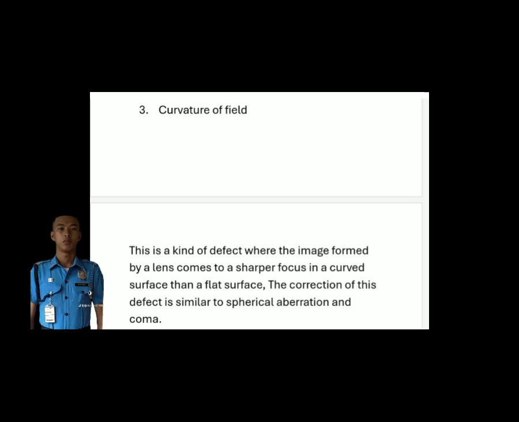So maybe you're wondering what the difference is between curvature of field and spherical aberration. In addition, field curvature results because the focal plane is actually not planar but spherical. Spherical aberration occurs in a spherical lens or mirror because these do not focus parallel rays to a point but instead along a line.